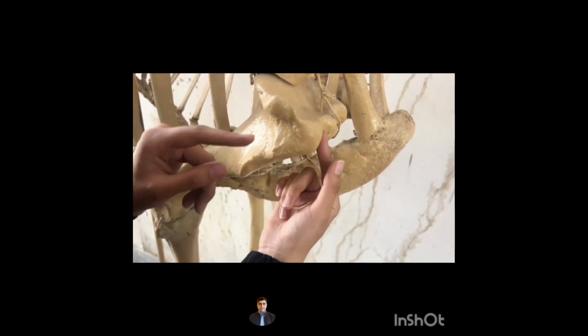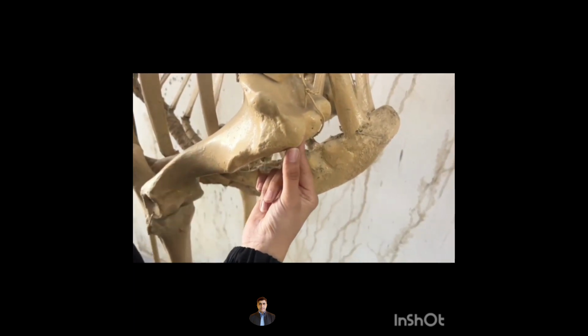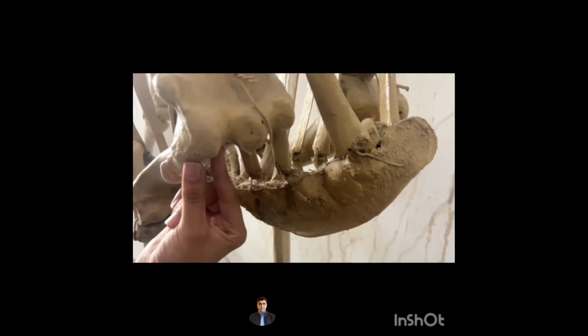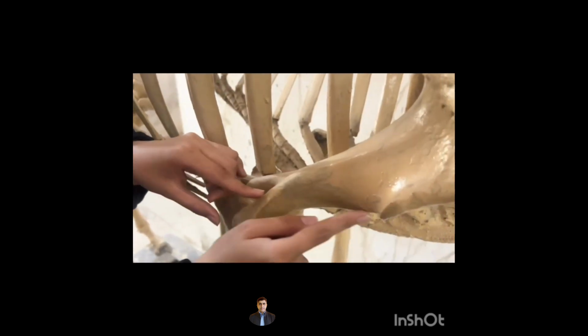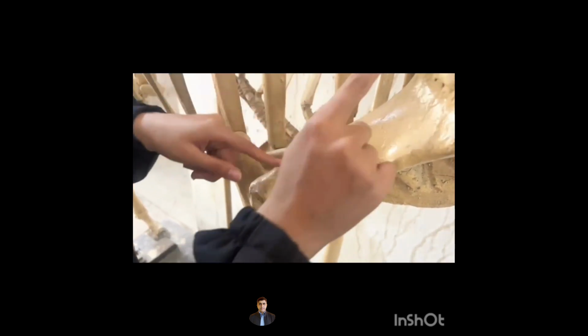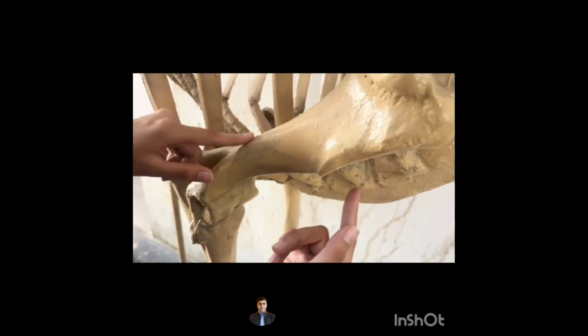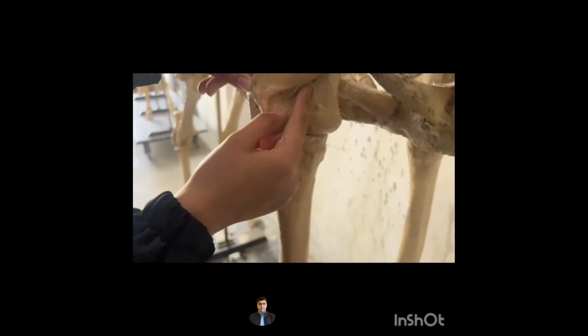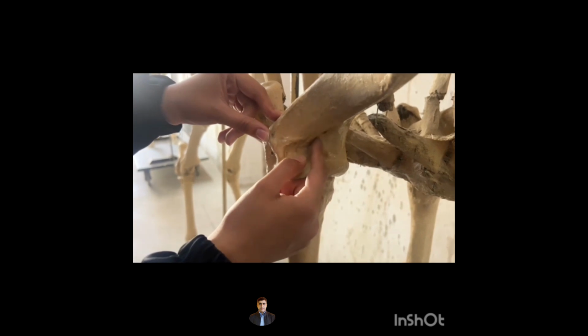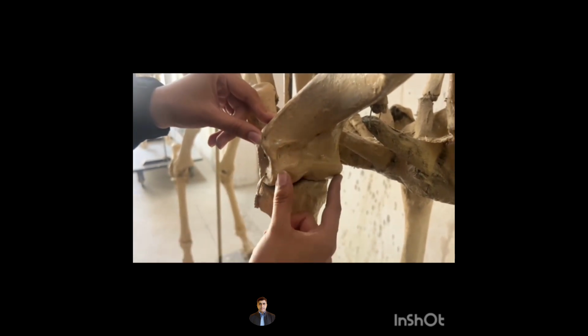This is the bicipital groove, this is the deltoid tuberosity. This is the lateral side, this is the medial, this is the cranial and this is the caudal side. This is the radial fossa, this is the coronoid fossa. Radial fossa in horse is deep and this is the humeral condyle.